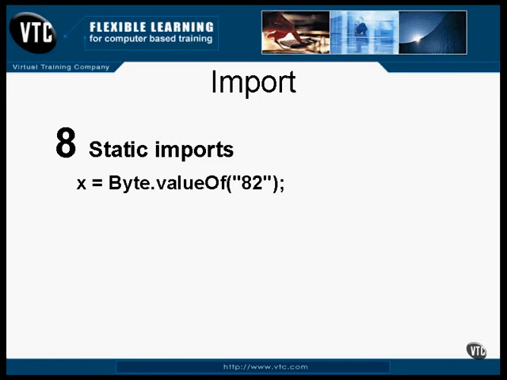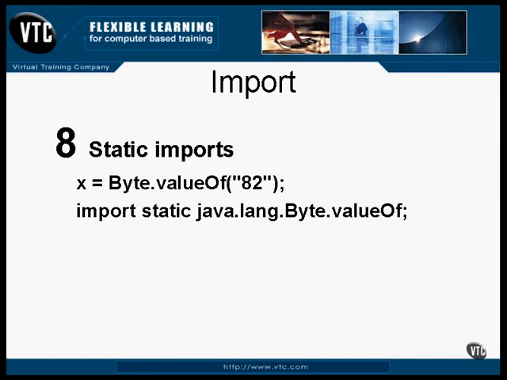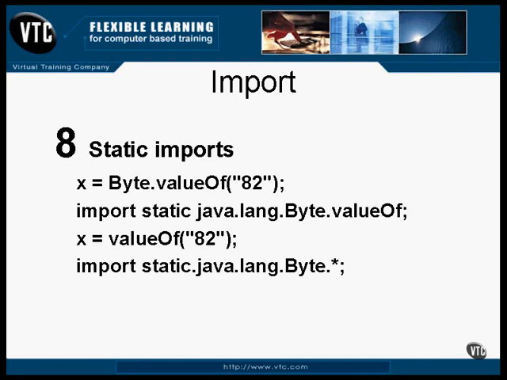Now you can specify it on the import statement like this. Notice the presence of the static keyword on the import statement. Once you have this import statement in place, you can call the method this way. You can import all the static members of a class, the methods and the variables, by using an asterisk. I'll have some more to say about this later in the course, in the section on gotchas.